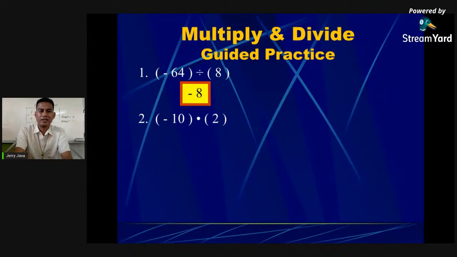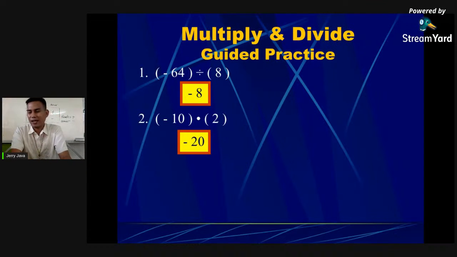Type in your answer now, kids, for number 2. Negative 10 times 2. That's times, that's the dot, multiply. Type in your answer. Negative 20. Okay, 10 times 2 gives you 20. Now, what's the sign of 20? One is negative, one is positive, so negative 20. That's correct. Negative 20.